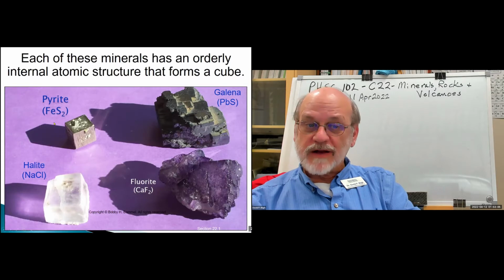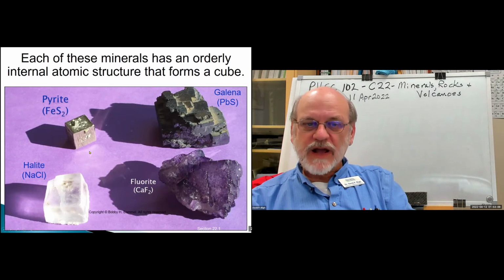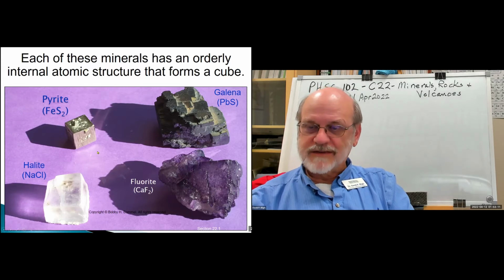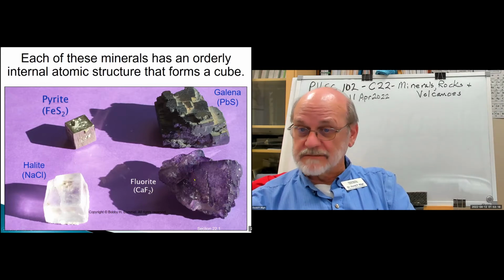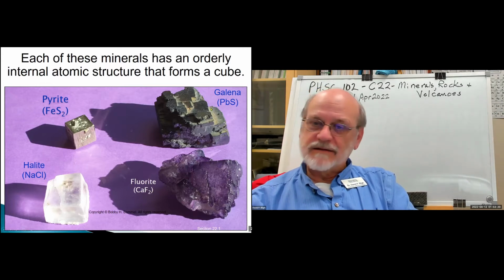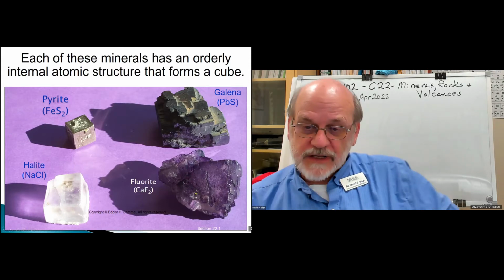Here's a perfect pyrite, iron sulfide. And under the right conditions, it looks like gold, right? That's fool's gold. Here's your halite, fluorite, calcium fluoride, and galena, lead sulfide. Fluorite is a very interesting mineral.